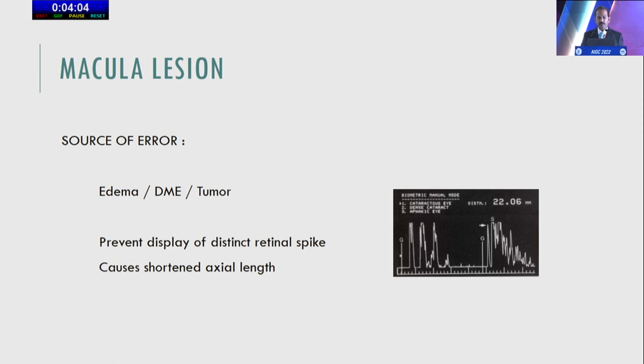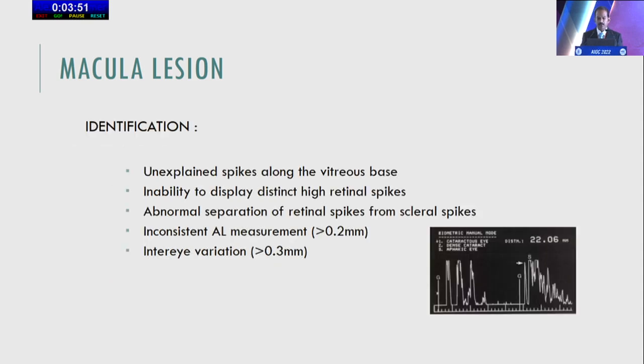If you have an edema or a tumor sitting on the macula, it is going to affect the outcome of your calculation because it prevents the display of the distinct retinal spike and causes a shortened axial length. If the patient has a dense cataract and you don't have access to an optical biometer, there are certain markers by which you can identify these. They are: unexplained spikes along the vitreous base, inability to display a distinct high retinal spike, abnormal separation of the retinal spike from the scleral spikes, an inconsistent axial measurement of more than 0.2 millimeter, and an inter-eye variation of more than 0.3 millimeters.